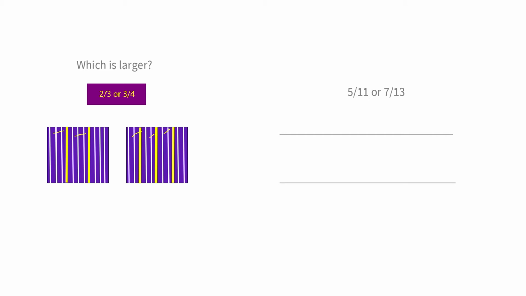Now that we've practiced drawing diagrams to compare fractions with common denominators, let's hop over to the right side of the screen and practice comparing 5/11 to 7/13. It is easy to see that 5 out of 11 is close to 1/2 and 7 out of 13 is also close to 1/2. But since 11 and 13 are odd numbers, their halves are not whole. So let's use a number line to compare these fractions.